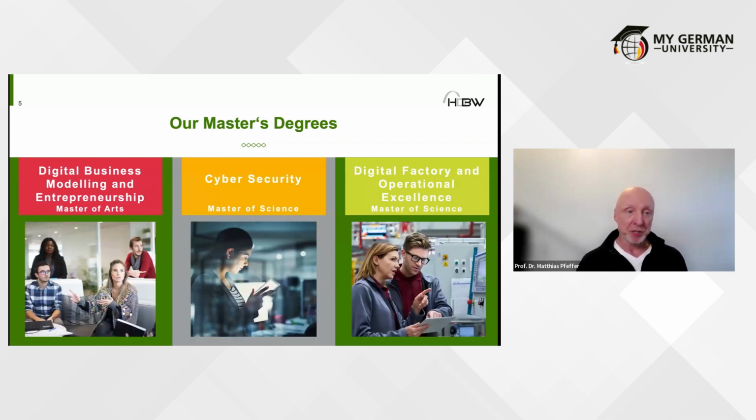So what are our master degree programs? We have overlapping courses, for example digital business and modeling, entrepreneurship, cybersecurity, and digital factory operational excellence. I'm going to show you just the digital factory and operational excellence course. But we have overlapping courses, because in the digital factory course we have digital value streams together with the students of digital business and modeling, and also cybersecurity courses, because that's a common course we have with the students of the cybersecurity master degree course.